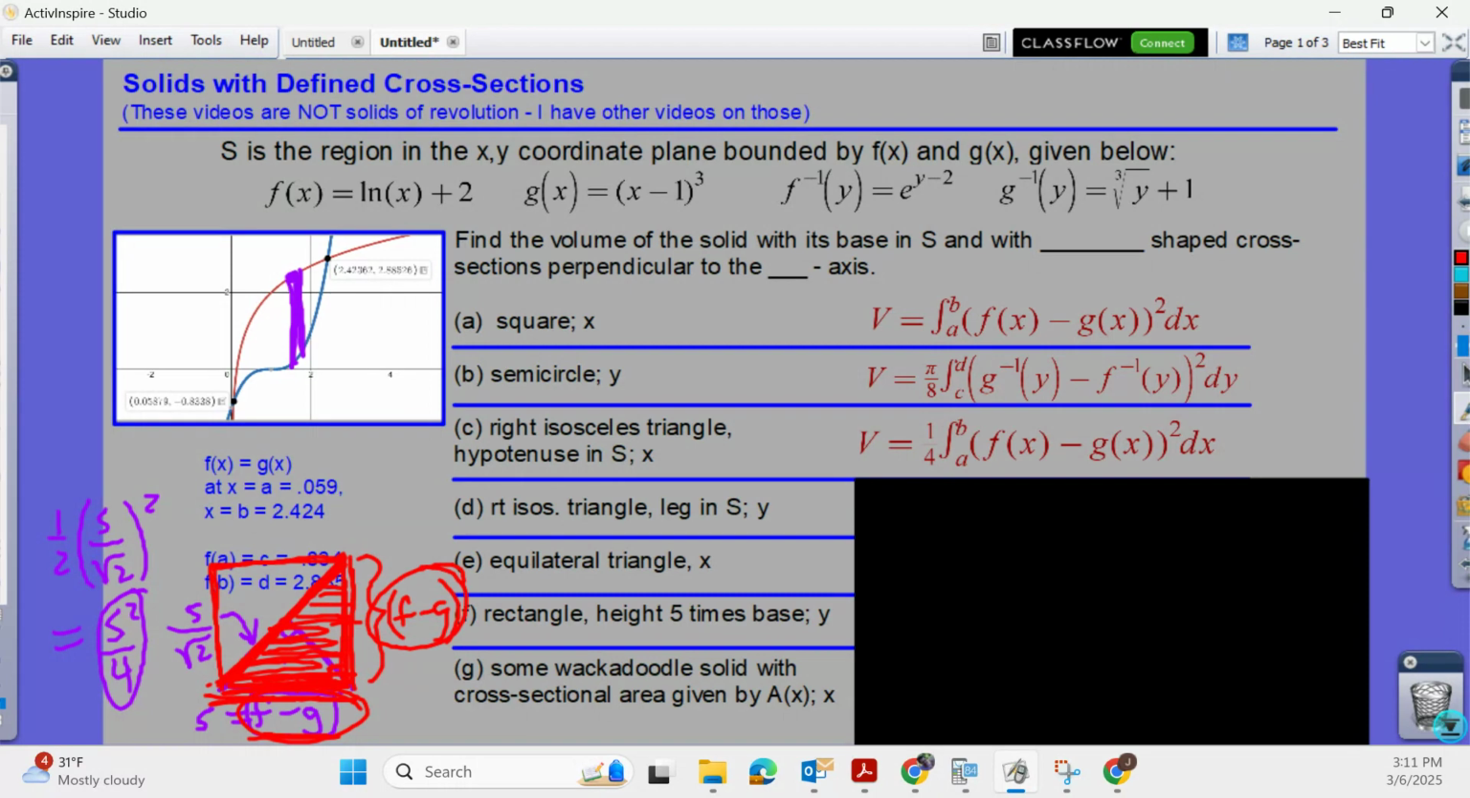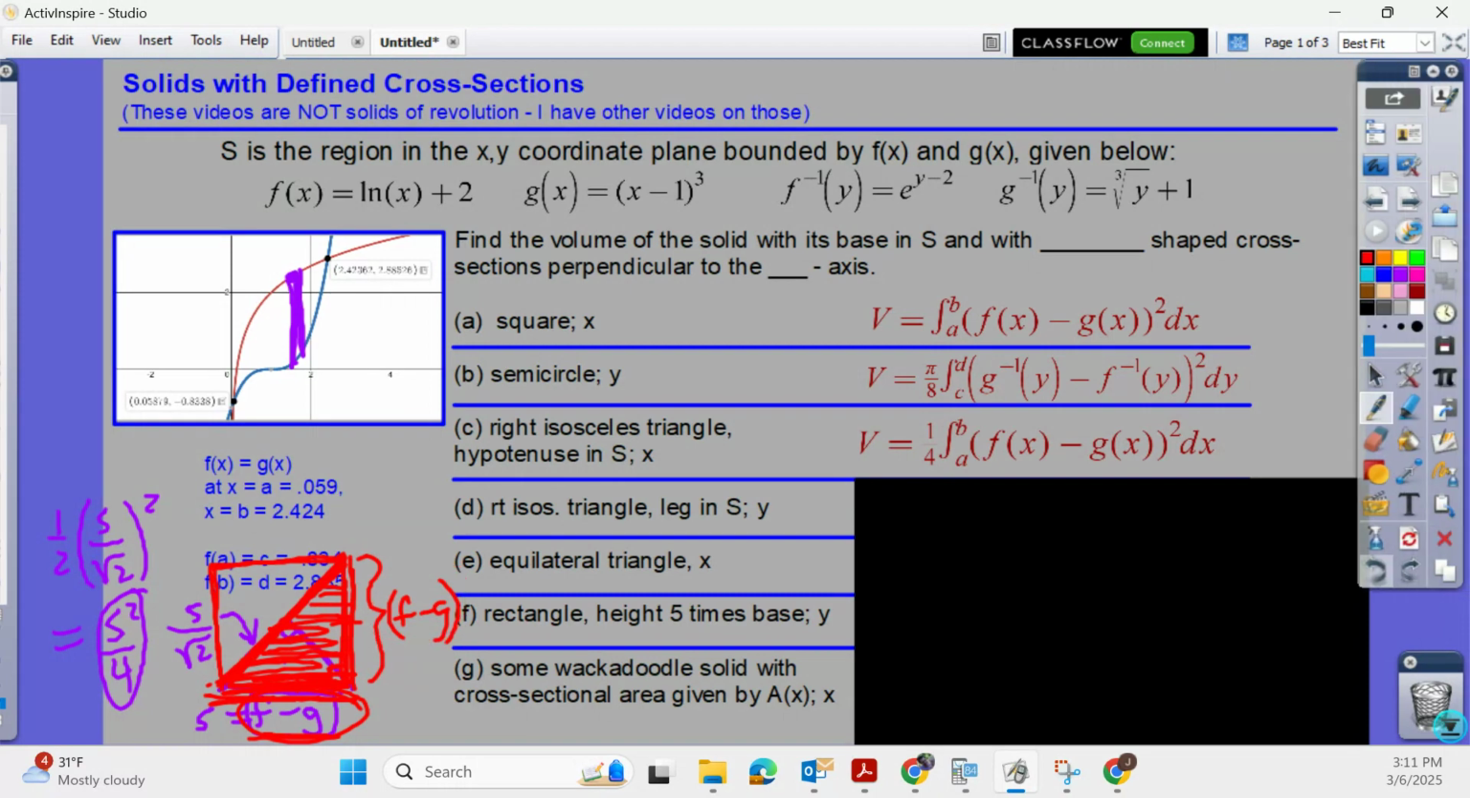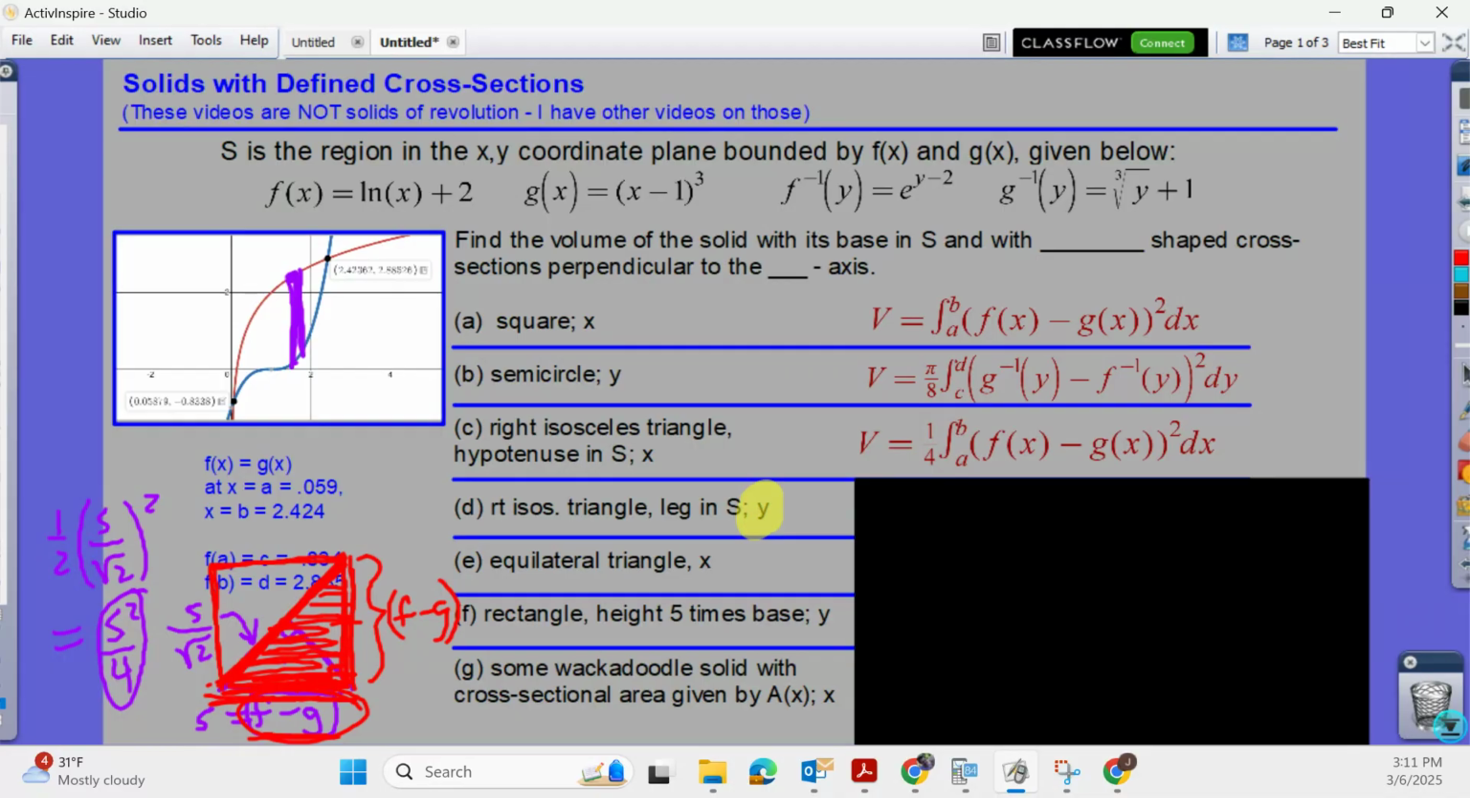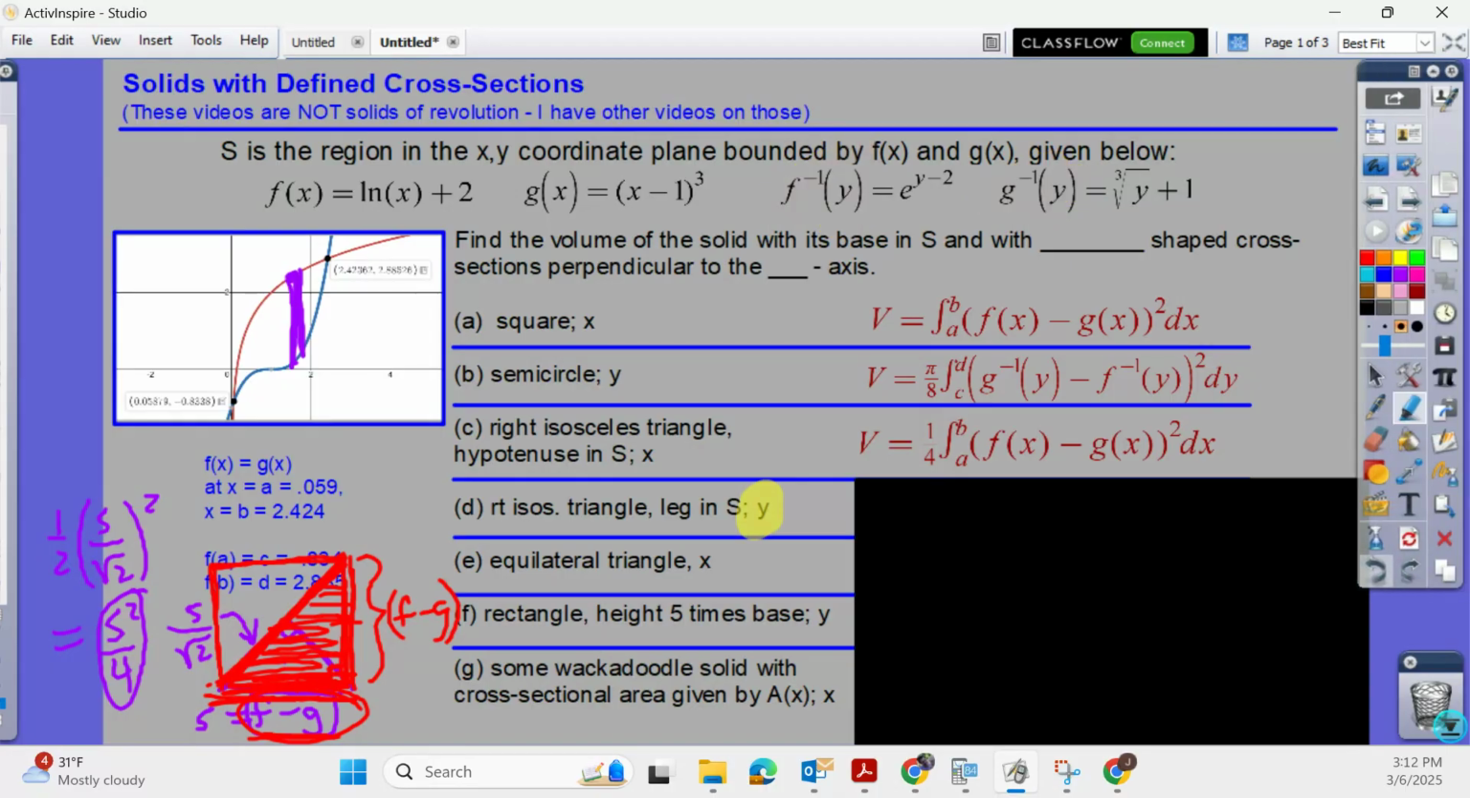That's what it would be if I was going perpendicular to the x-axis, right? Since I'm going perpendicular to the y-axis on this one, we're not going to use f minus g, but it's still going to be curve minus curve. In this case, it's going to be g inverse minus f inverse. And that's going to be our answer on this one. Let's take a look.